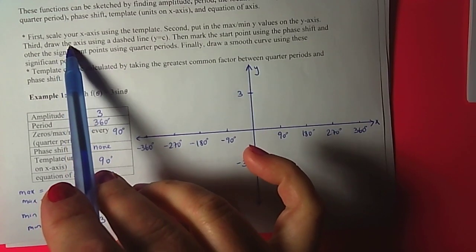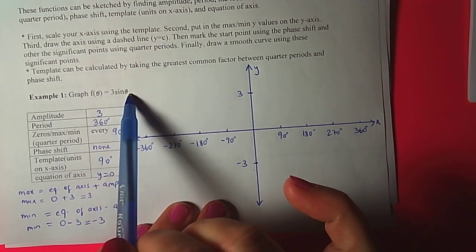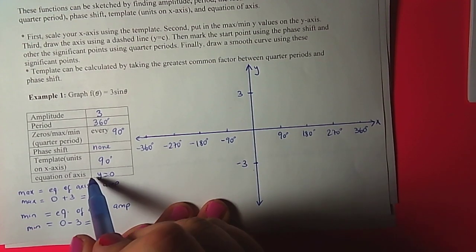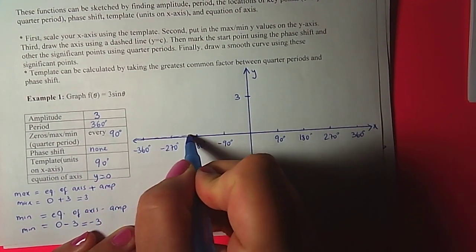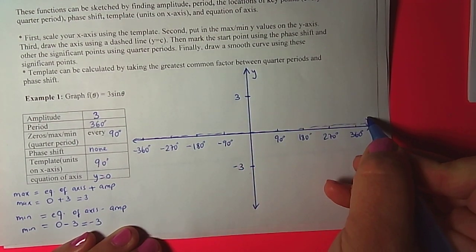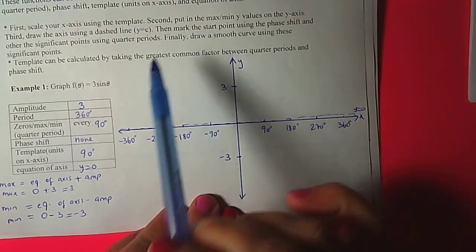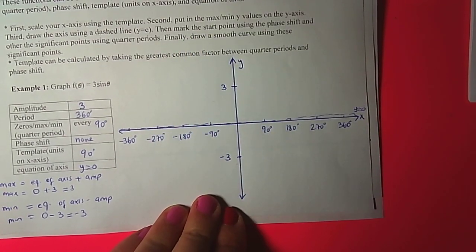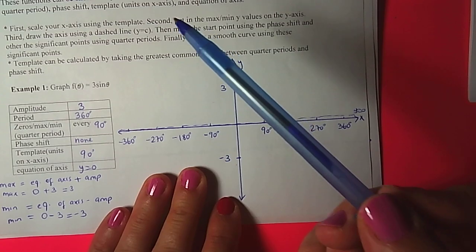Third step, draw the axis using a dashed line, which is y equals c. In this case, c is 0. So again, the equation of axis is y equals 0. That is exactly the x-axis. Okay, next step, mark the start point using the phase shift. Well, in this case, there is no phase shift. So we don't have to apply the phase shift.